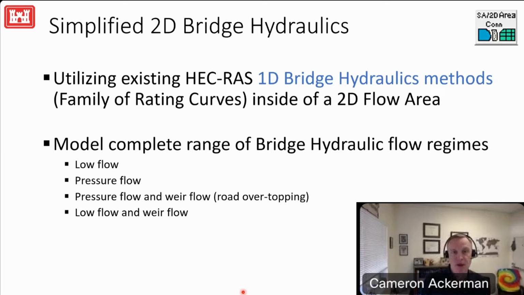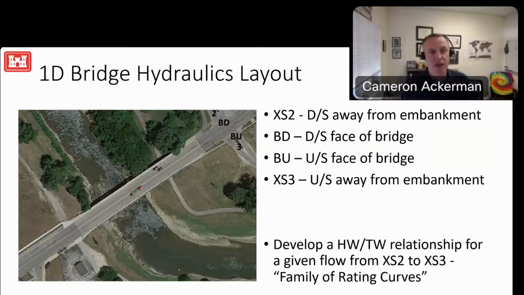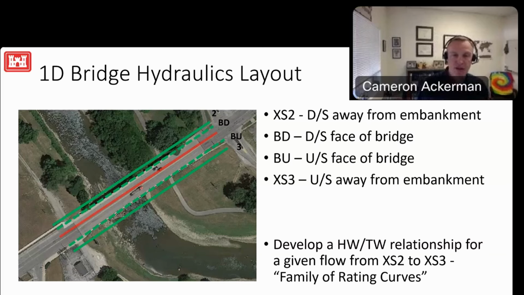So for the simplified approach, we have a 1D bridge hydraulics layout, which hopefully you are familiar with from your years of RAS modeling experience, where you try and locate the bridge, and then you locate the cross-section upstream of the bridge and downstream of the bridge. Upstream of the bridge is cross-section 3, downstream of the bridge is cross-section 2. That's historically how we've spoken of it. And then RAS would automatically compute internal cross-sections to represent the bridge deck, taking away area from the cross-sectional shape, and include things like piers and abutments.